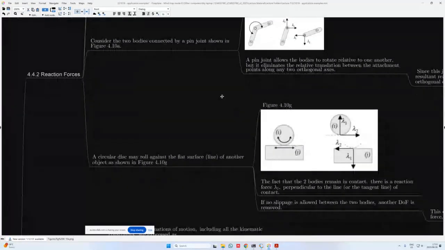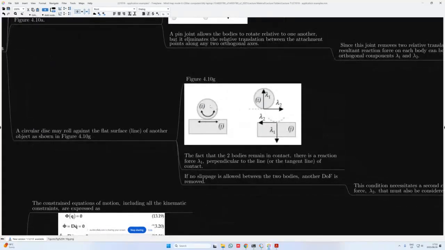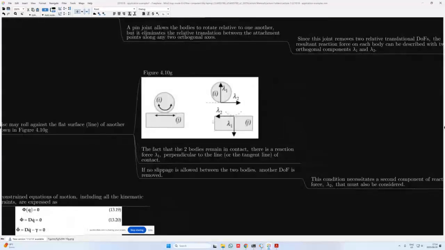Now for a circular disk, the circular disk may roll against the flat surface of another object as shown in figure 4.10g. So we have body I, which is the disk, and body J, which is then a translational body at the bottom. And in this case, if we then look at the reaction forces, we also have a normal reaction force or a contact reaction force, which is lambda 1, and lambda 2, which is then a no-slip condition force that we specify on the system.